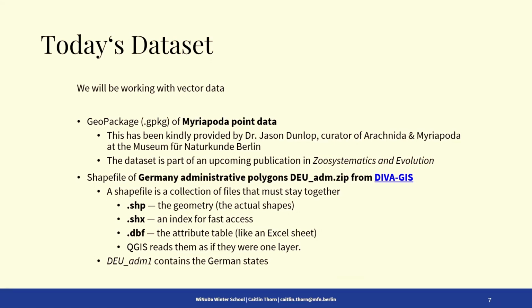A shapefile is a collection of files that has to stay together. It's very common for vector geospatial data. If you unzip the file, you might have seen there are lots of files inside it, and they have different extensions like .shp, .shx. We're going to focus on the DEU admin 1 layer. The 0 is just the outline of Germany, and then 1 has the outline of all the states.